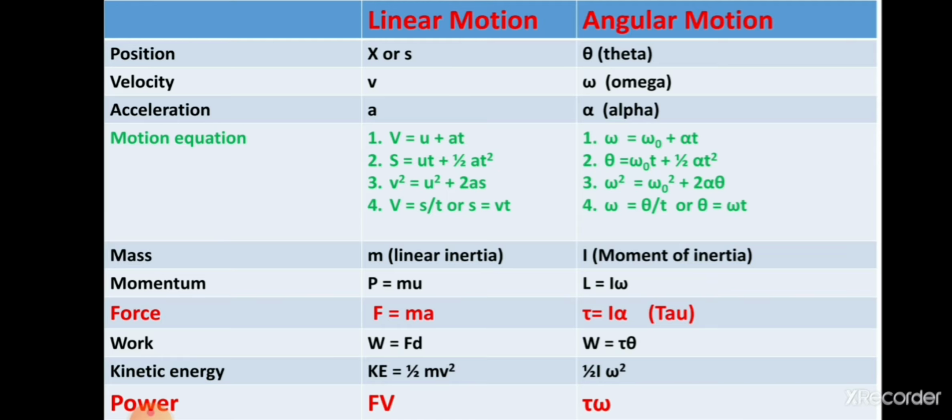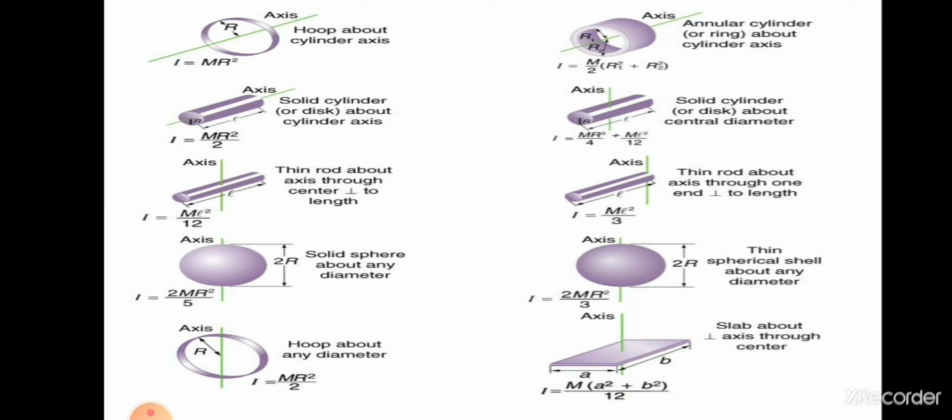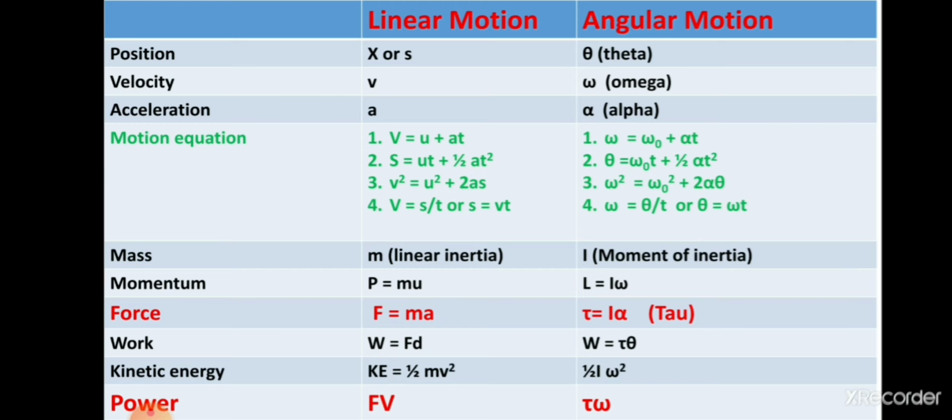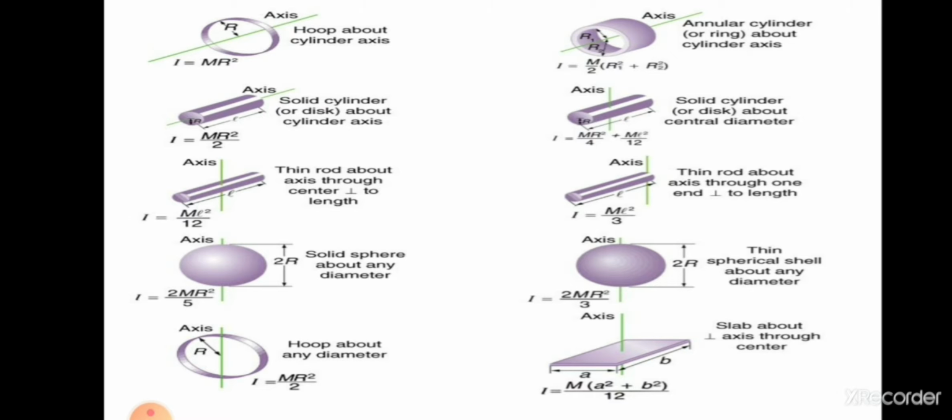Likewise, kinetic energy half mv square becomes half I omega square, and the formula for power F into v becomes tau into omega. Now let us recall these formulas as well. We have moment of inertia of different objects, and the moment of inertia also depends on the axis of rotation. So just make a list of these formulas. If we can recall these equations and formulas, we can easily solve the questions from rotational dynamics.